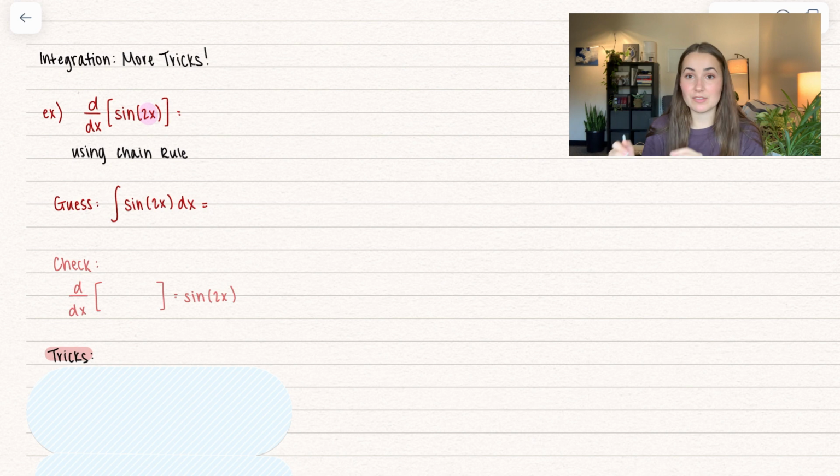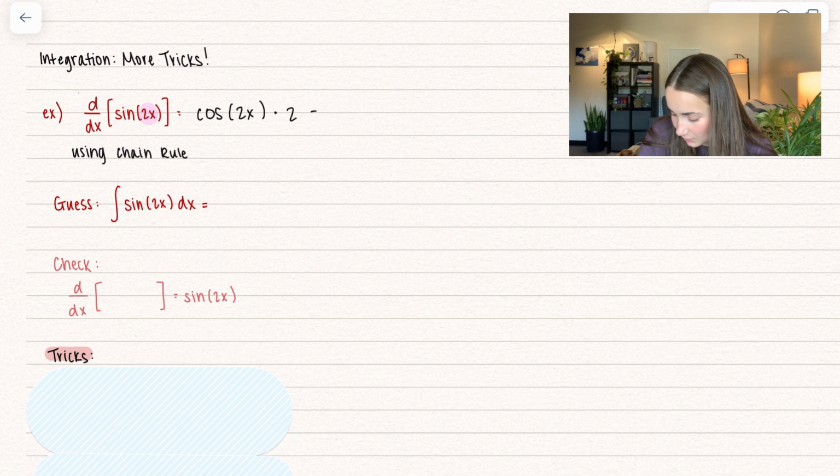We need to take the derivative of the outside. So the derivative of sine is equal to cosine, and then the inside stays totally the same. But we have to multiply by the derivative of the inside. So we have to multiply by 2. So this is equal to 2 cosine of 2x.